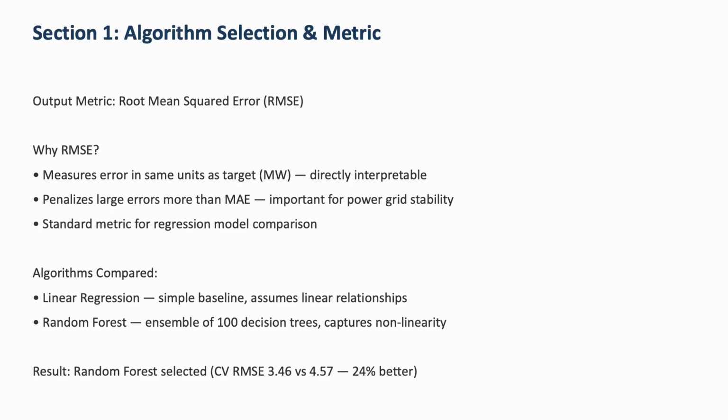For algorithm, I compared linear regression as a simple baseline that assumes straight line correlation, and random forest, which builds 100 decision trees and averages them to capture more complex patterns.